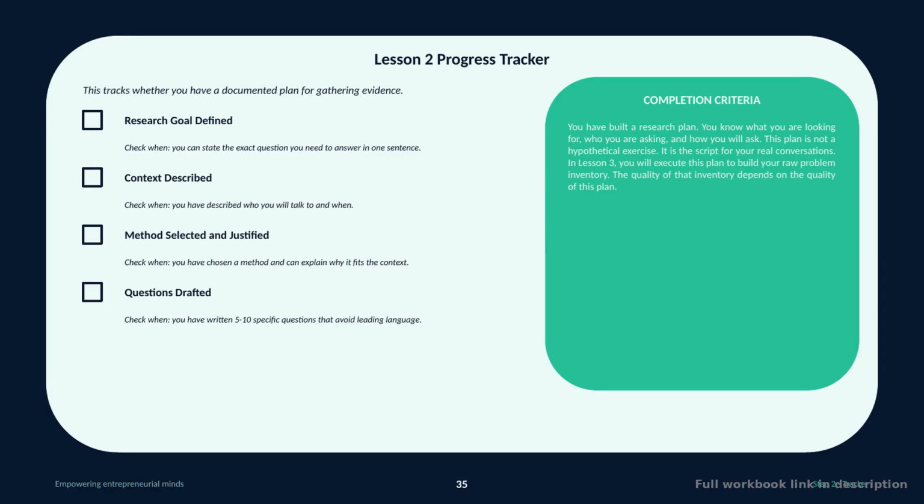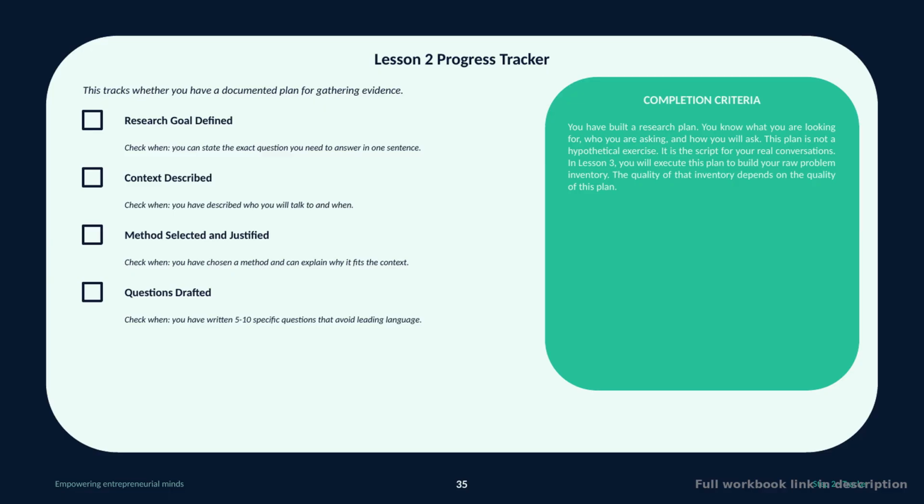Check Research Goal Defined, when you can state the exact question you need to answer in one sentence. Check Context Described, when you have described who you will talk to and when. Check Method Selected and Justified, when you have chosen a method and can explain why it fits the context. And check Questions Drafted, when you have written 5 to 10 specific questions that avoid leading language.